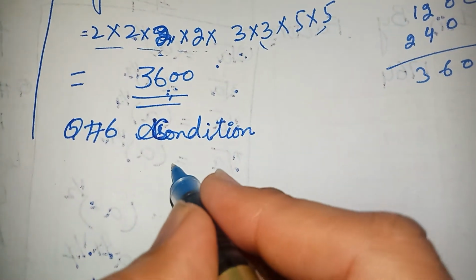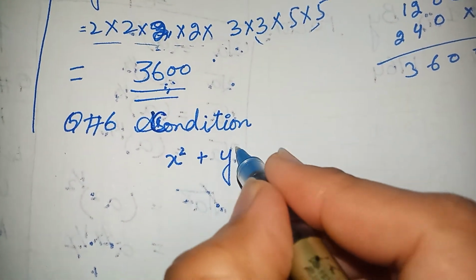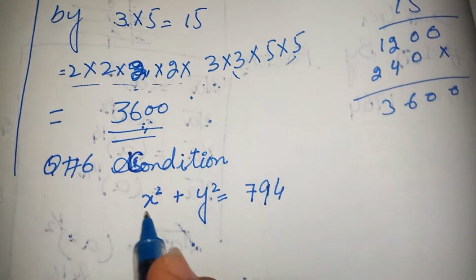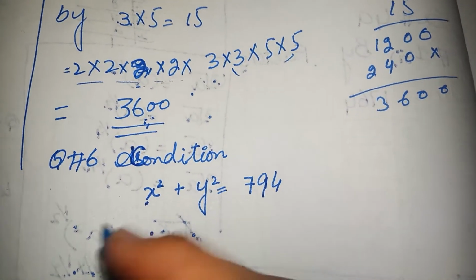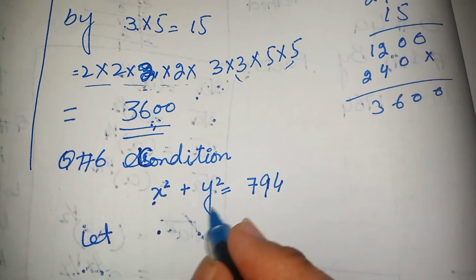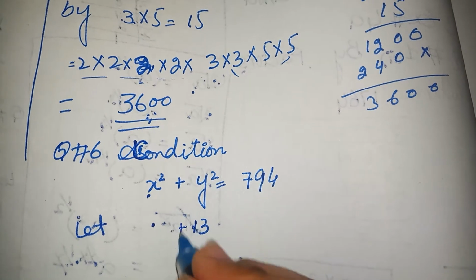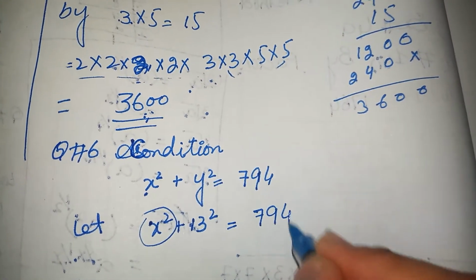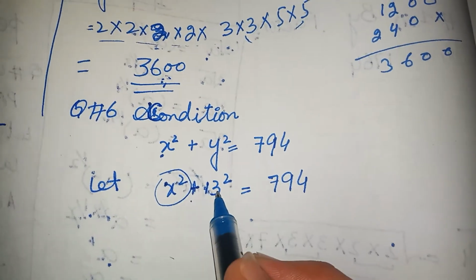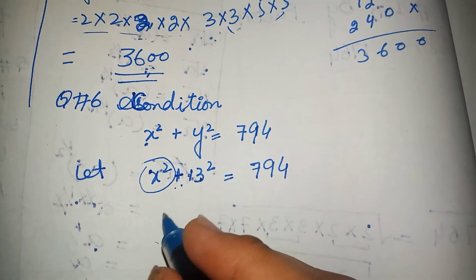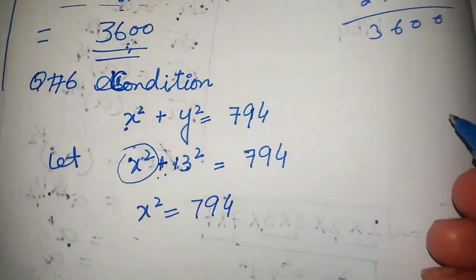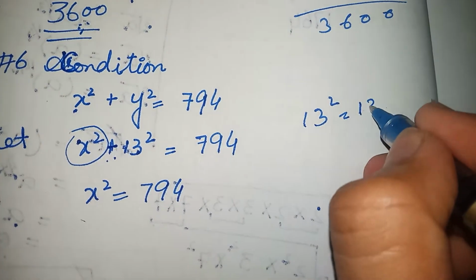What the condition is: the sum of squares of two numbers is 794. If one number is 13, let x be a number and the other number is 13, so the one square is 13 square, and we have to find this number. To find this number, this is extra over here and being added over here, so we will subtract it to the right side. So 794, what's the square of 13? 13 square means that we have to multiply it twice.